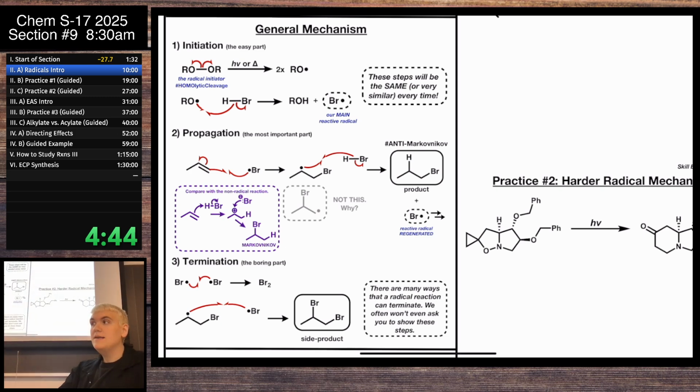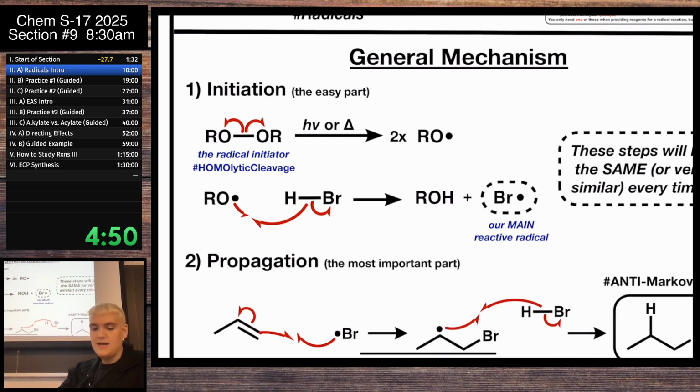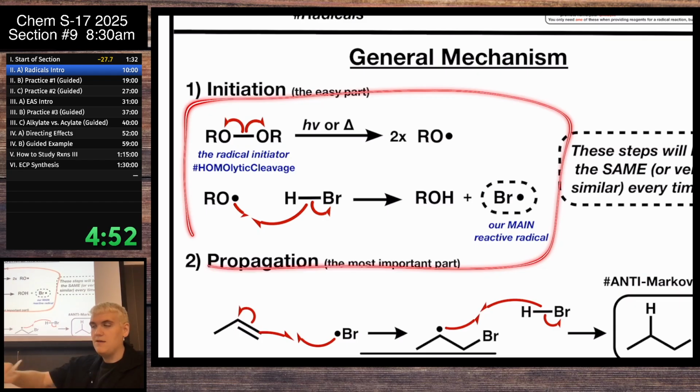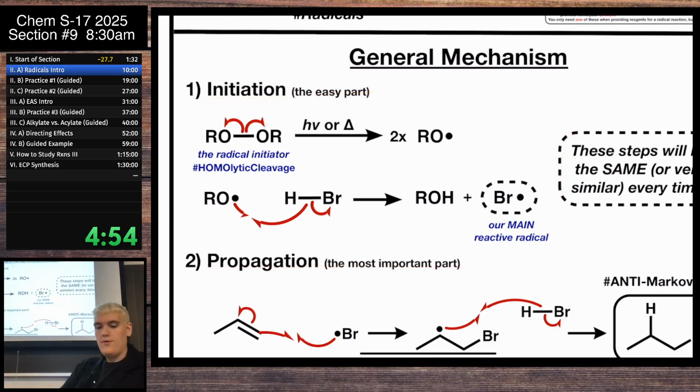When you're doing a radical mechanism, the initiation should be easy points. It is almost verbatim the exact same time. This should be something that you can just bang out and write. So you homolyze the OO bond, which means just split it in half equally.